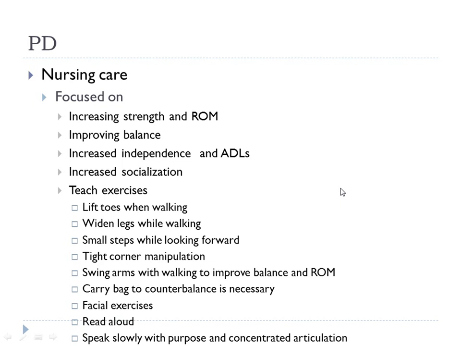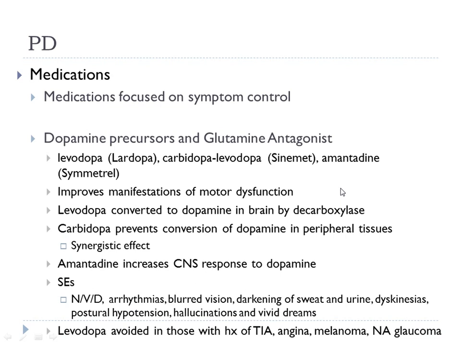There's not necessarily a cure for Parkinson's disease. We can give medications to hopefully decrease the symptoms of it. Most of the medications that we give are going to increase dopamine because that's the problem. The medications that are the dopamine precursors are like levodopa, and that's the mainstay of Parkinson's treatment.